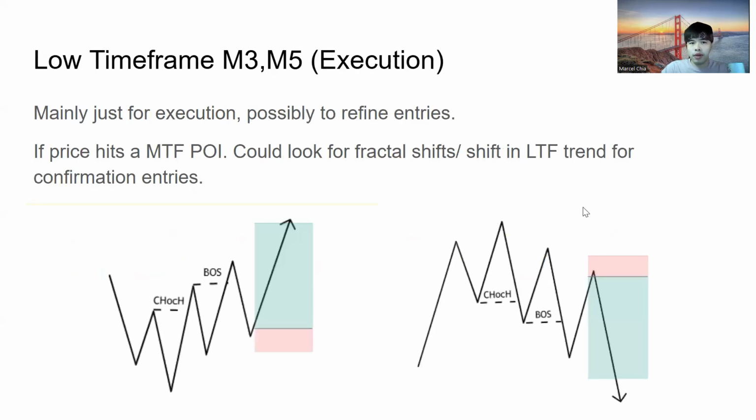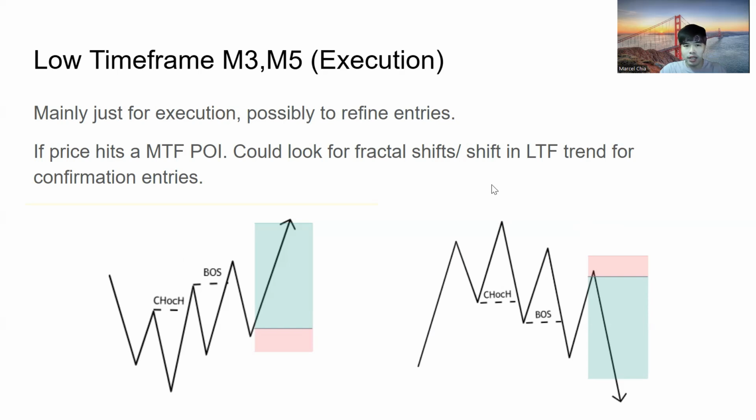And lastly, our low time frame, namely M3 and M5, which is our execution time frame. The only analysis for this time frame should be for execution purposes, which is to refine our entries. Refining entries just means that we want to tighten our stop loss and make it as small as possible, right? The sole reason for doing this is that we want to improve our risk reward as best as we can, to improve our profits.